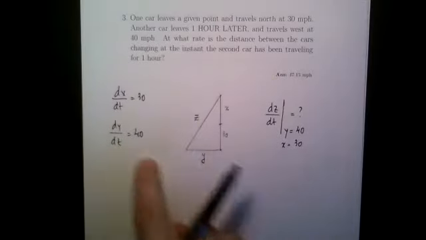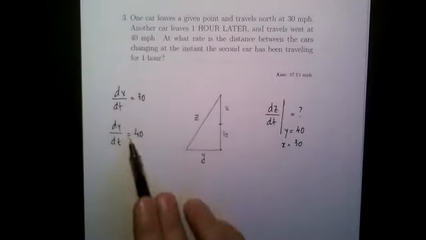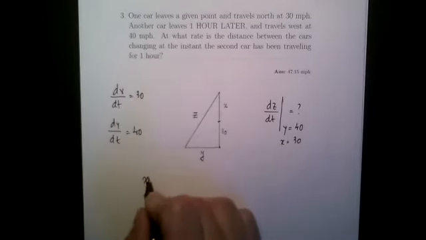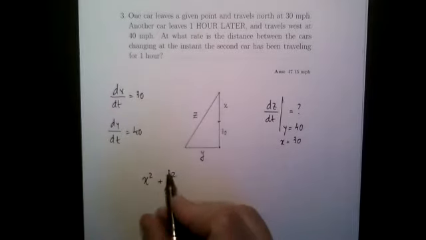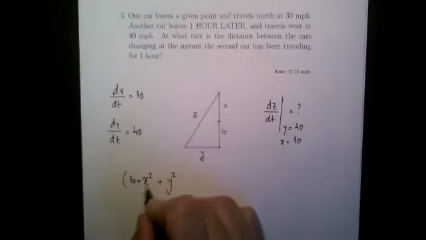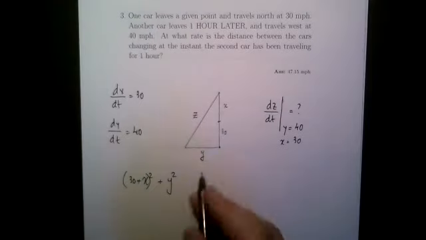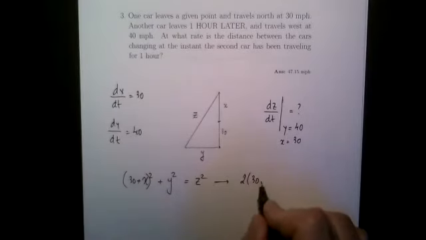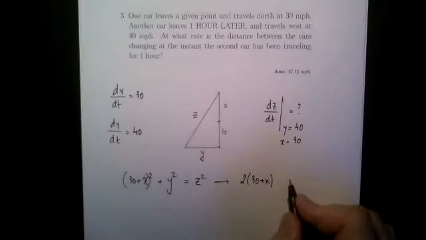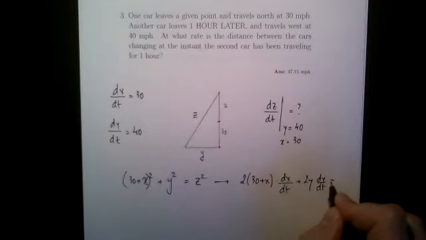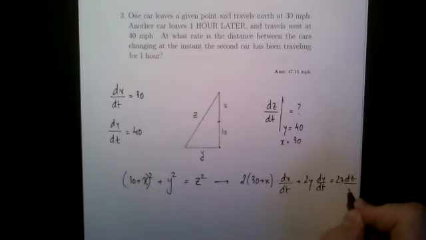This is my problem. It's a related rate, so I need to find a relation between x, y, and z. Obviously, I'm going to use the Pythagorean theorem. Sorry, I made a mistake. So (30 + x) squared plus y squared is equal to z squared. That's what I have. Now I'm going to take the derivative: 2 times (30 + x) times dx/dt plus 2y dy/dt equals 2z dz/dt.